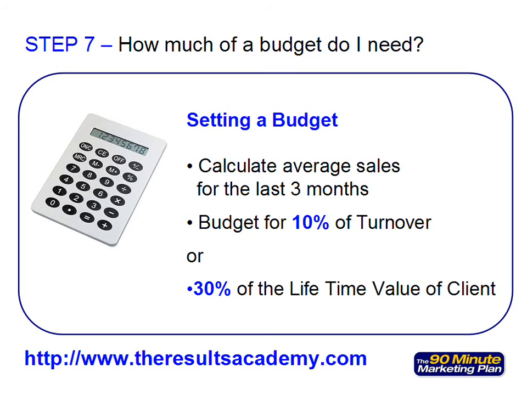In setting a budget, you could calculate the average sales for the last 3 months and then allocate 10% of that average turnover as you go forward. Or, having calculated the lifetime value of a client in a previous session, you might wish to allocate a 30% marketing acquisition cost. Give it some thought.